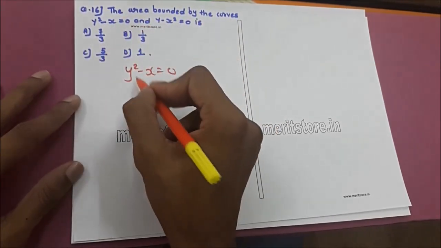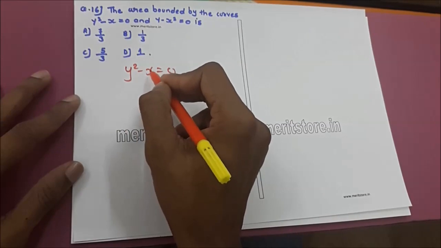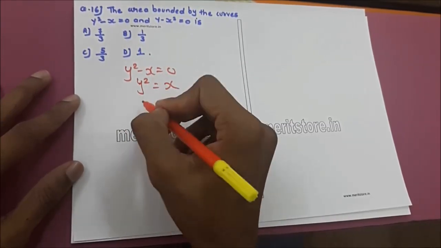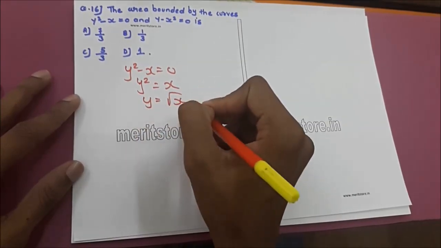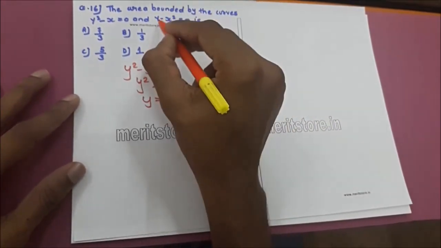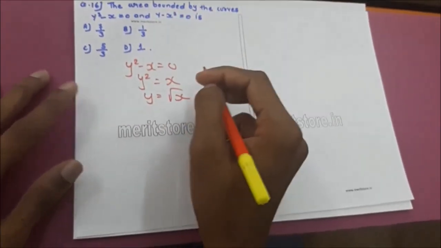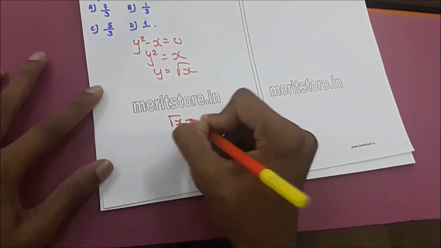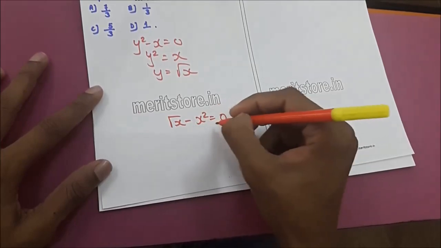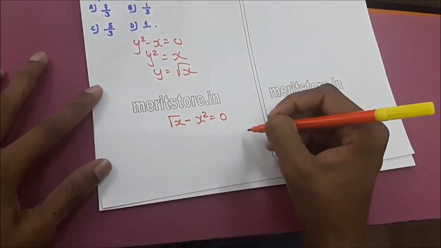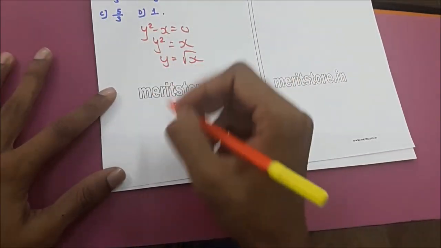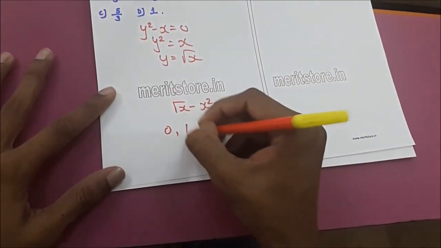So we take first equation as y square minus x equal to 0, we shift x on right hand side, we get y square is equal to x, so we take square root, so we get y is equal to root x. We substitute the value of y in equation number 2, that is y minus x square, we get root x minus x square. So the new equation is root x minus x square for the area bounded, and the limits which can be found is 0 to 1.